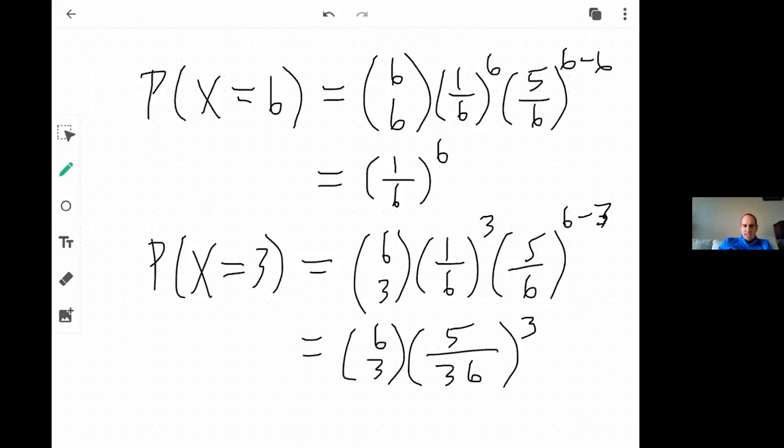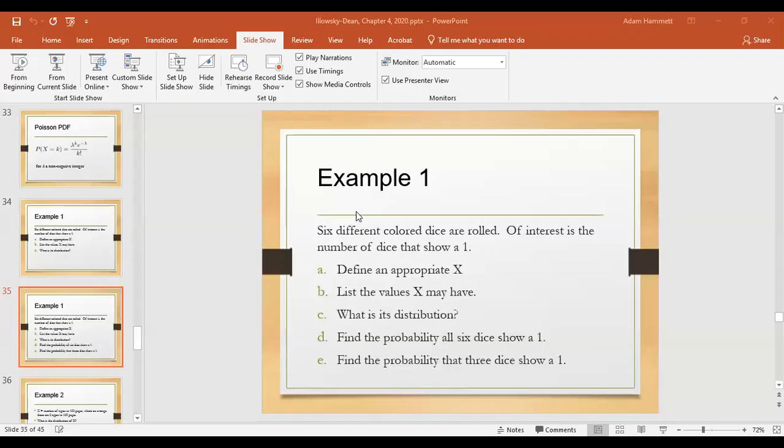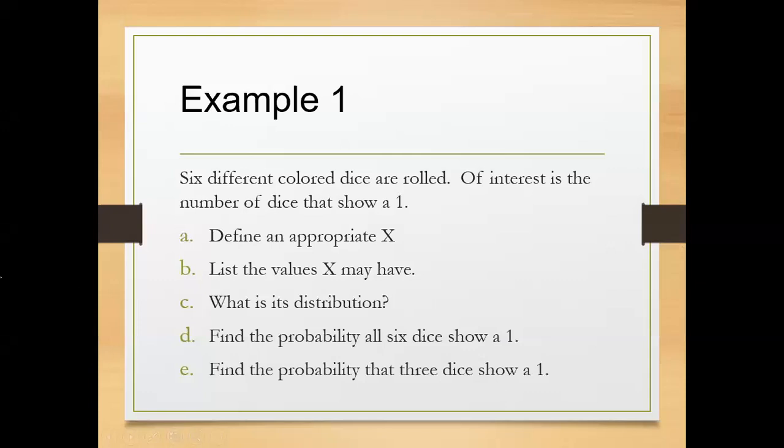So let's go back to the presentation here. Okay, from current slide. There we go. Back in here, probability that 3 dice show a 1.